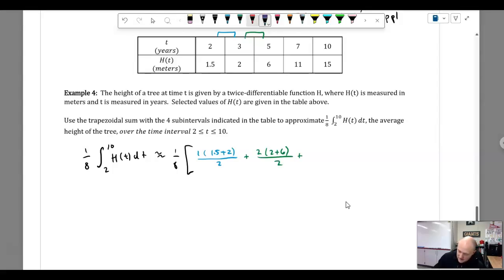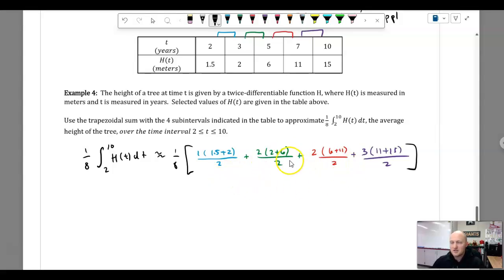Plus, our next trapezoid is from 5 to 7. So we have 6 plus 11 over 2. And then our last distance indicated by the table, from 7 to 10, is a width of 3 with heights of 11 plus 15, all divided by 2, okay? So that part is your integral.